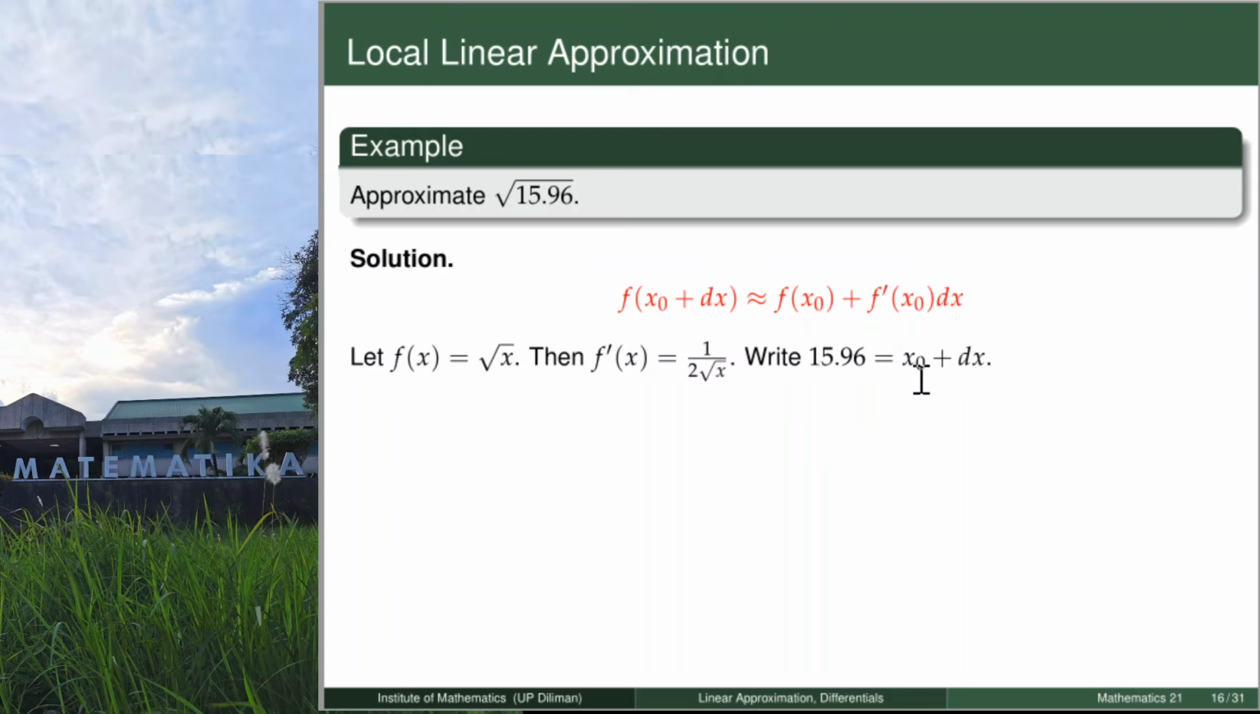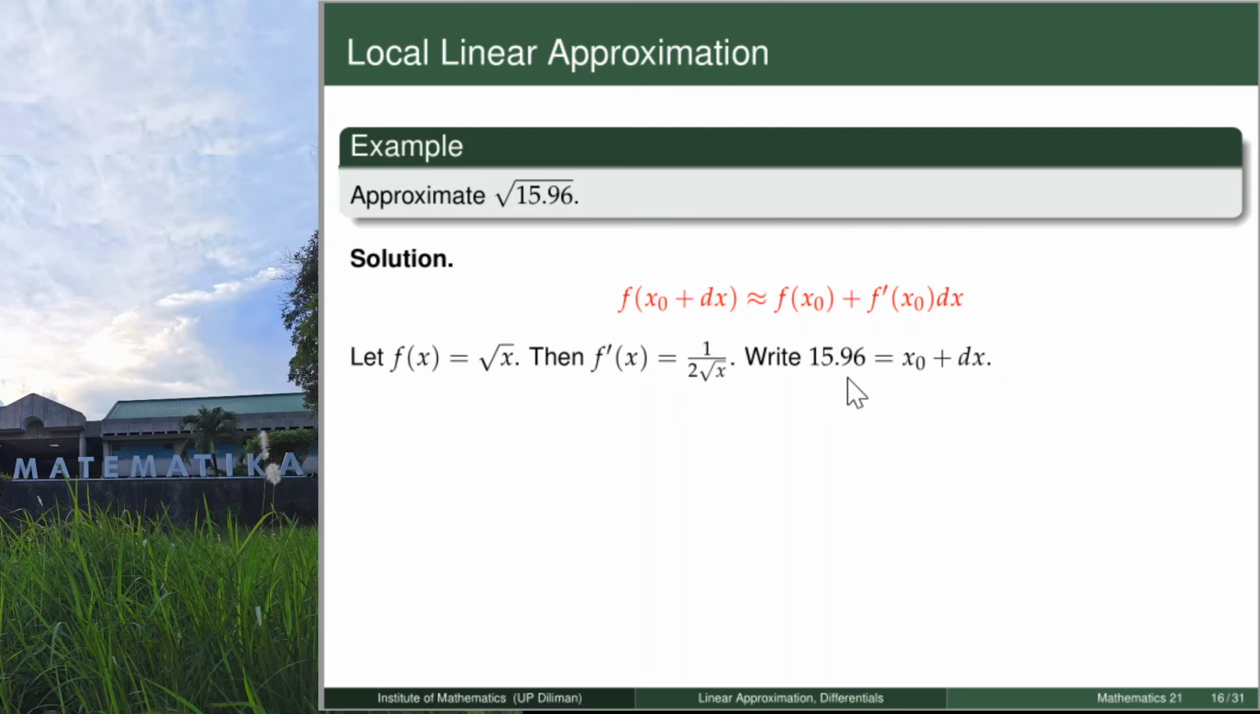So we just need to figure out what x naught and dx are. Usually we choose x naught to be an integer, and that integer should be close to your given constant. Why do we want it to be close? So that your dx will be small enough, meaning it's close to 0. So what is the closest integer to 15.96?